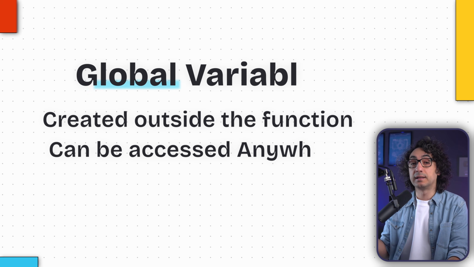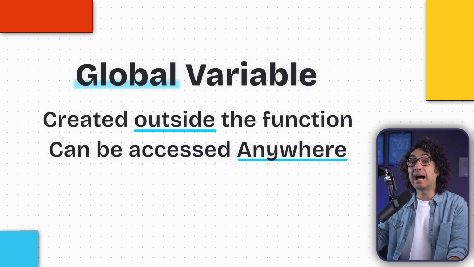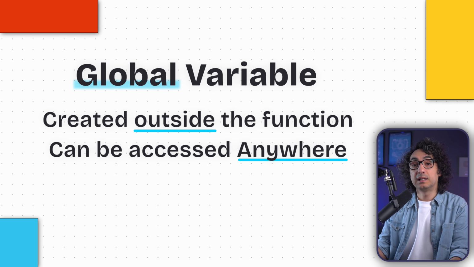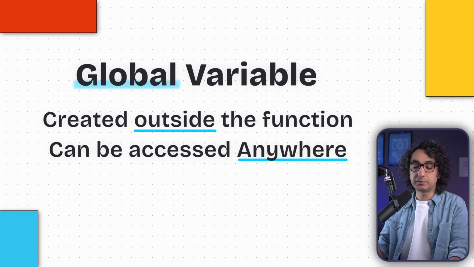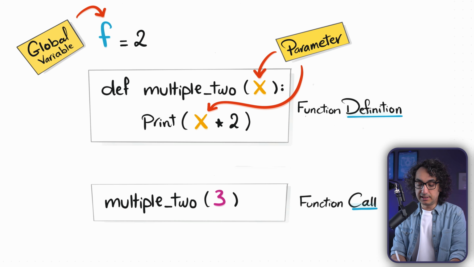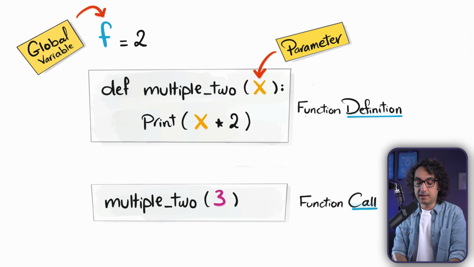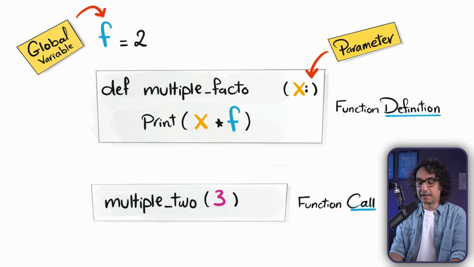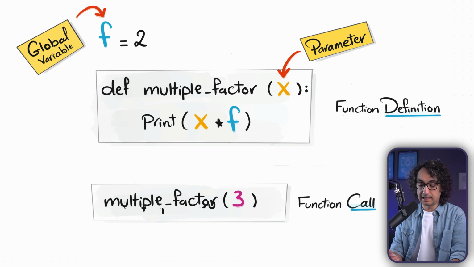A global variable is a variable that is created outside the function and available everywhere to be accessed throughout the program. So that means actually inside the function I can access this variable and I can say, okay, multiply the parameter by the variable f instead of 2, so that I am flexible on how to multiply, and I can call the function multiply by factor. So this is a second type of variable.